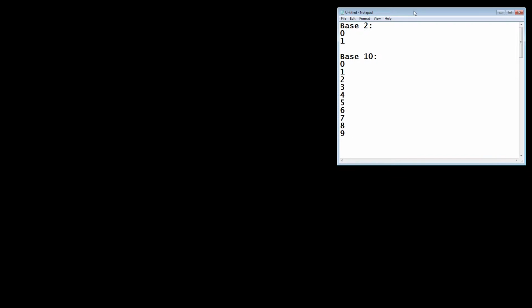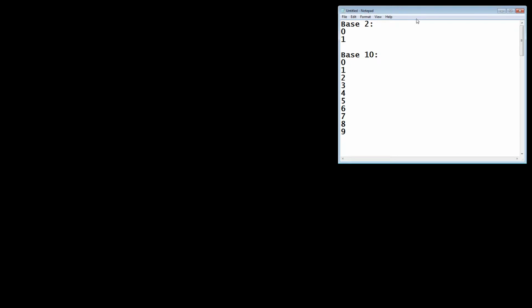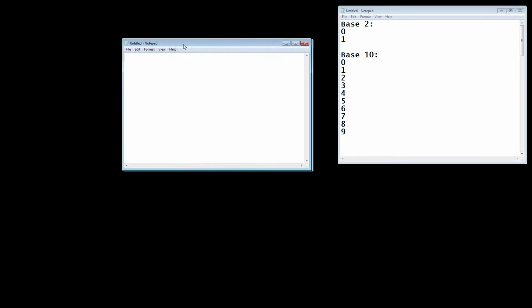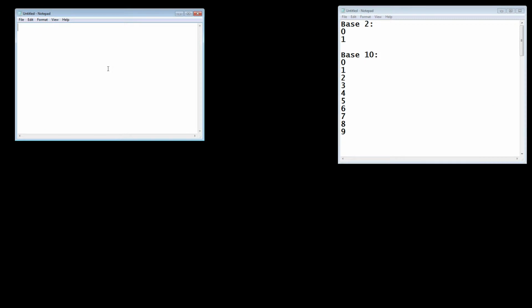All right, so here we have what we previously learned: the base 2 system versus the base 10 system. In this lesson, we're going to be going over hexadecimal, what it is, what it's used for, and why we use it, basically.